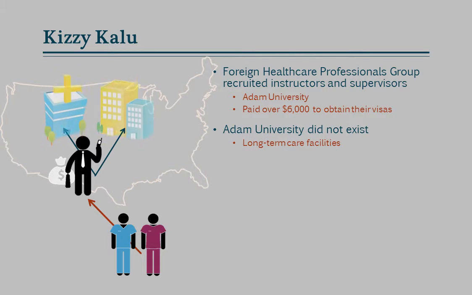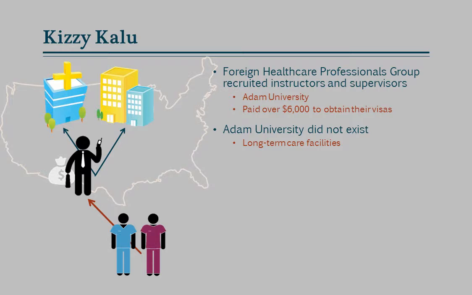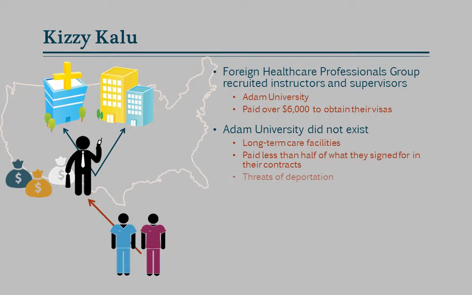Instead, the nurses were put to work in long-term care facilities and were paid less than half of what they agreed to in their contracts. They were also threatened with deportation if they told anyone. The nurses thought about leaving their jobs, but their $25,000 contract breach fee meant that they could not afford to do so.